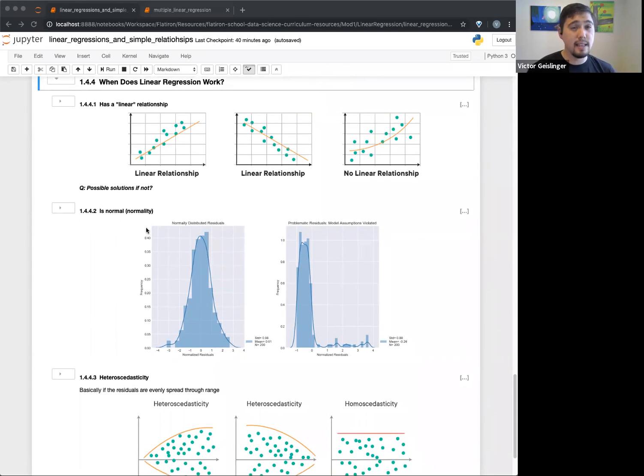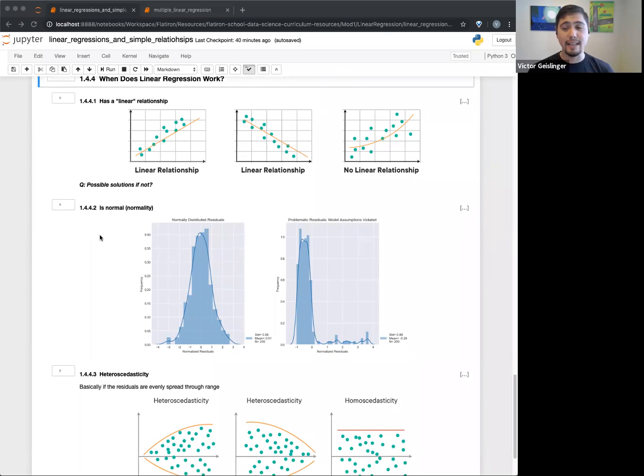Next thing is basically normality. And this is a really tough one that a lot of people get wrong, including, I think, sometimes I say this wrong. So I want to make this really clear: your distribution of your data does not have to be normal in order for you to use linear regression. So your data itself does not have to be normally distributed. However, your residuals should be distributed normally, okay?